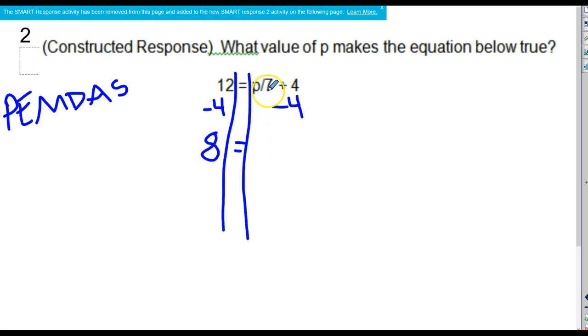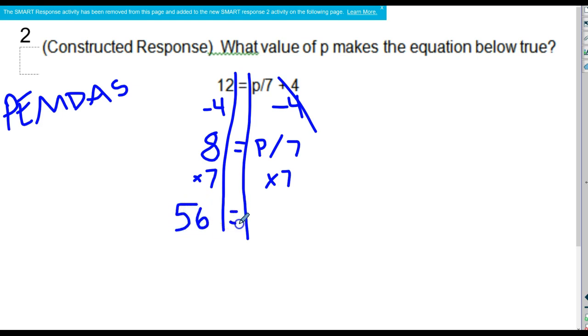And then here I have p divided by 7 plus 4 minus 4. That cancels out. So I just have p divided by 7. So if I'm taking p divided by 7, how do I do the inverse operation of divide? That's right, it would be multiply. So I'm going to multiply both sides of this equation by 7. So 8 times 7 is 56.